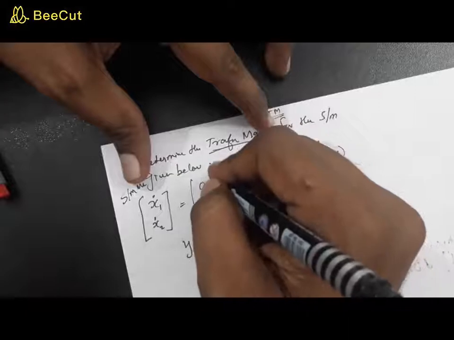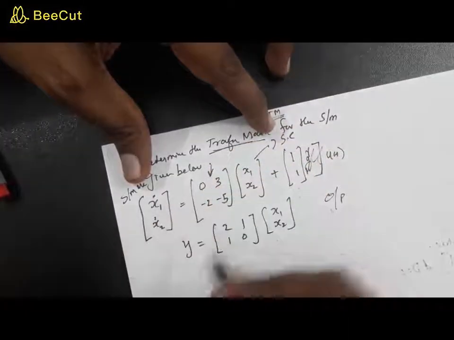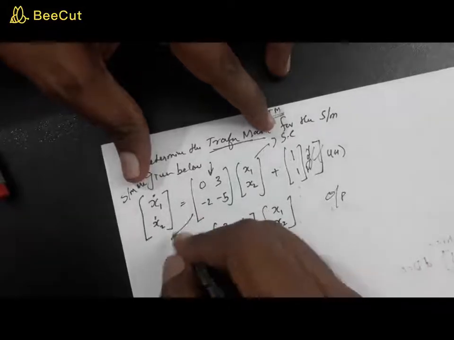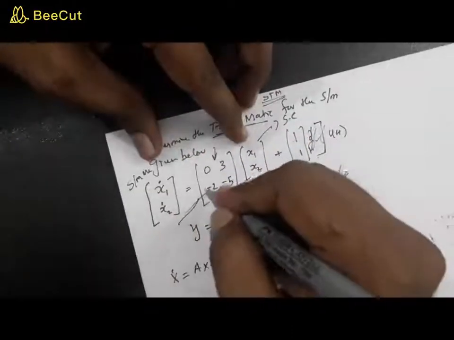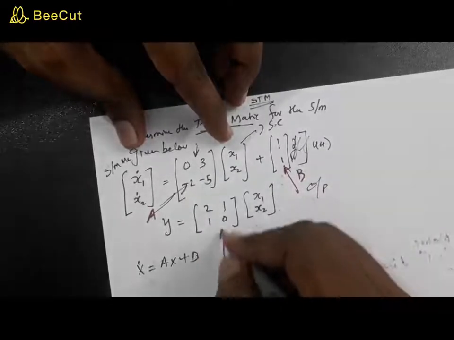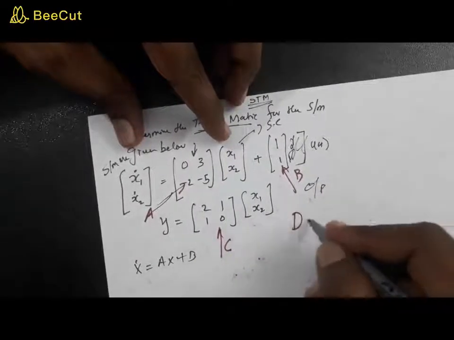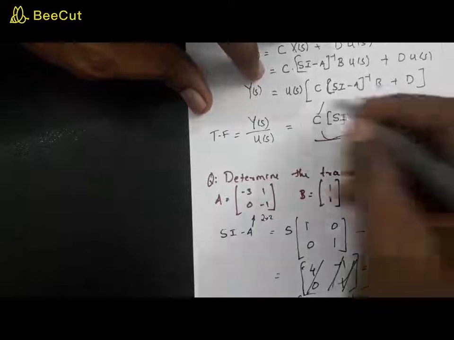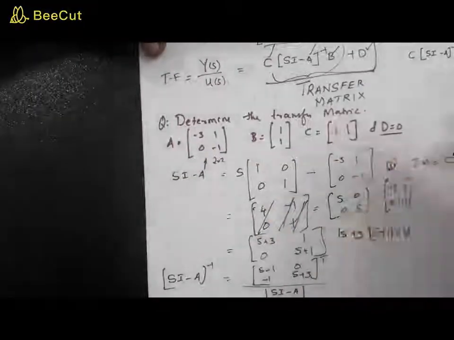Now from the state equation, you must see that this is given in such a way that it is of the form x dot equals Ax plus Bu, right? So what is this matrix? This matrix is the A matrix, this matrix is the B matrix, and this is C. There is no D, so you need to assume D to be 0. So using these three matrices, making use of this expression, similar to this, you can find out the transfer matrix.